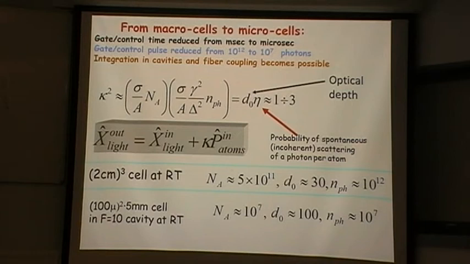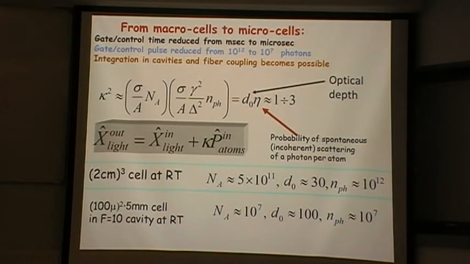So just to show you what is good about going to microcells from macrocells. The short statements are the following. What is very important is that the gate time or the control time or the interaction time is simply inversely proportional to the area of the cell cross section. This is actually seen here and here. Why is that? Well, because it's the electric field that makes the interaction.